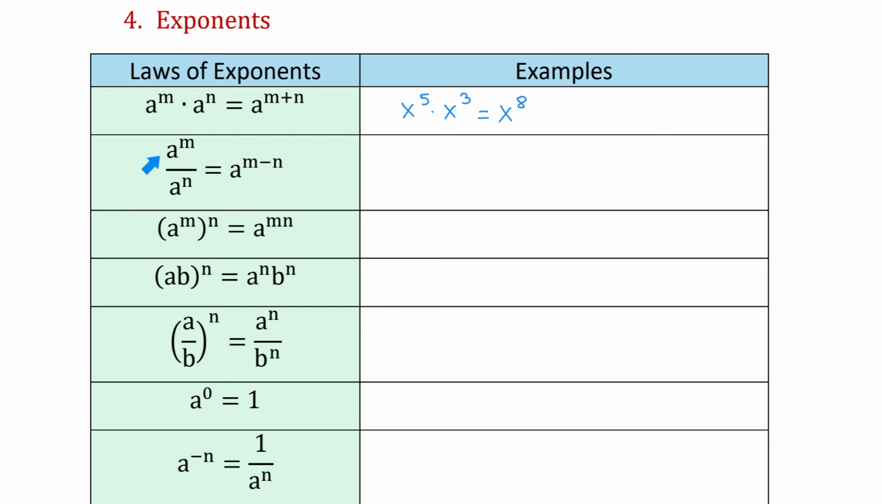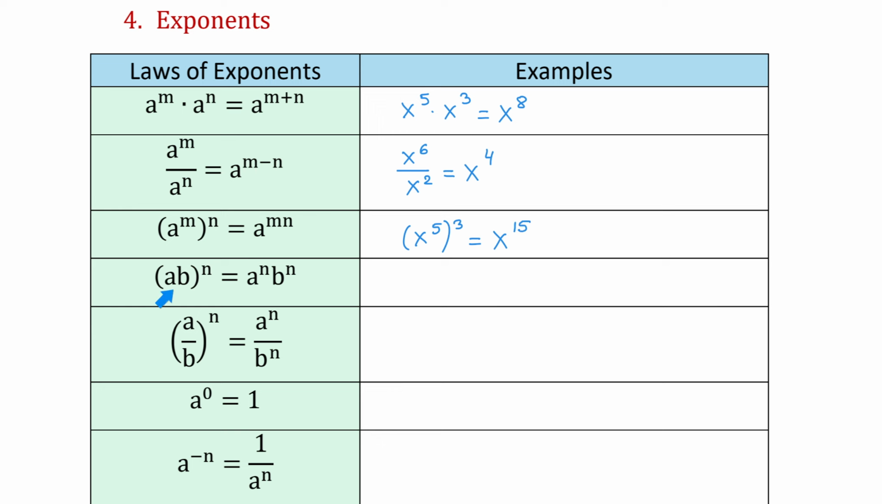Now, when we divide expressions that have the same base, we subtract the exponents. For example, x to the 6th power over x squared equals x to the 4th power. If we raise an exponential expression to another exponent, then we multiply these exponents. For example, x to the 5th power raised to the 3rd power equals x to the 15th power.